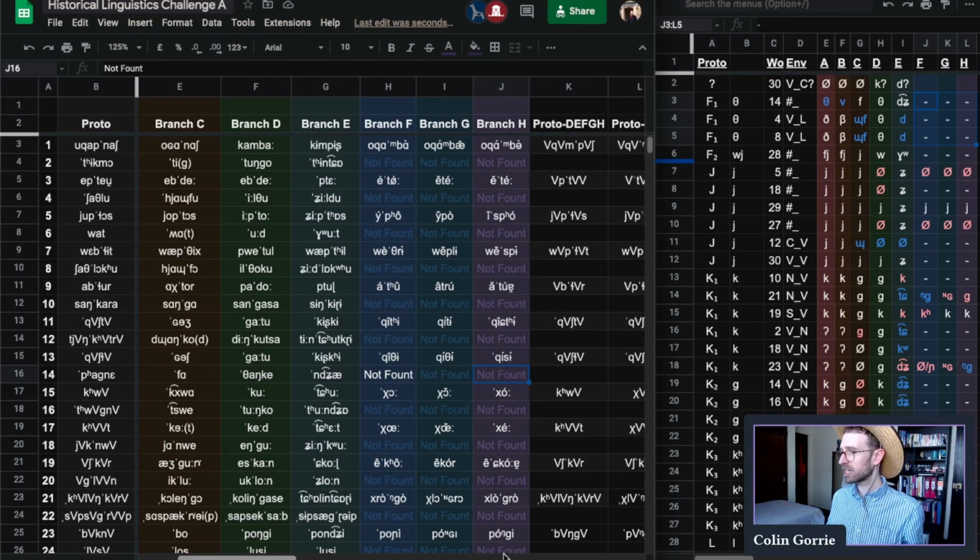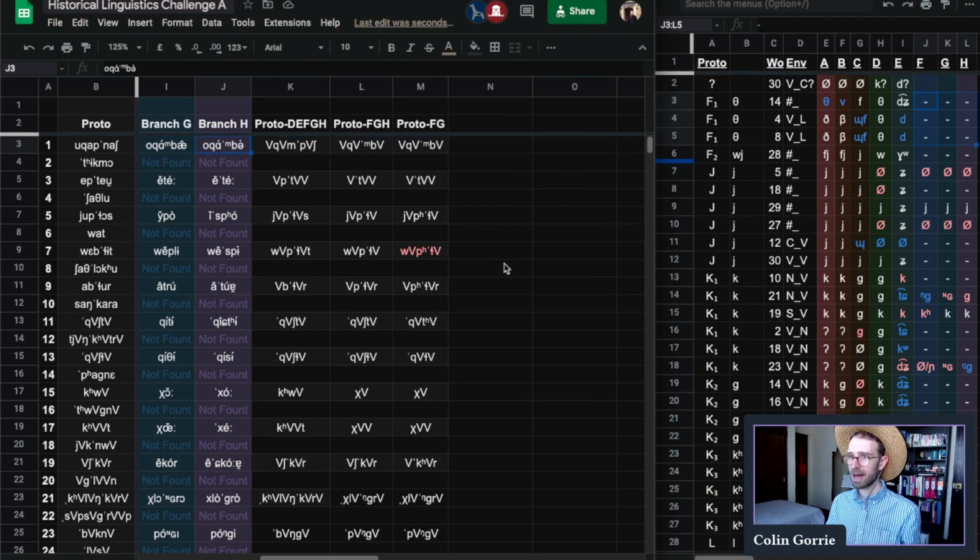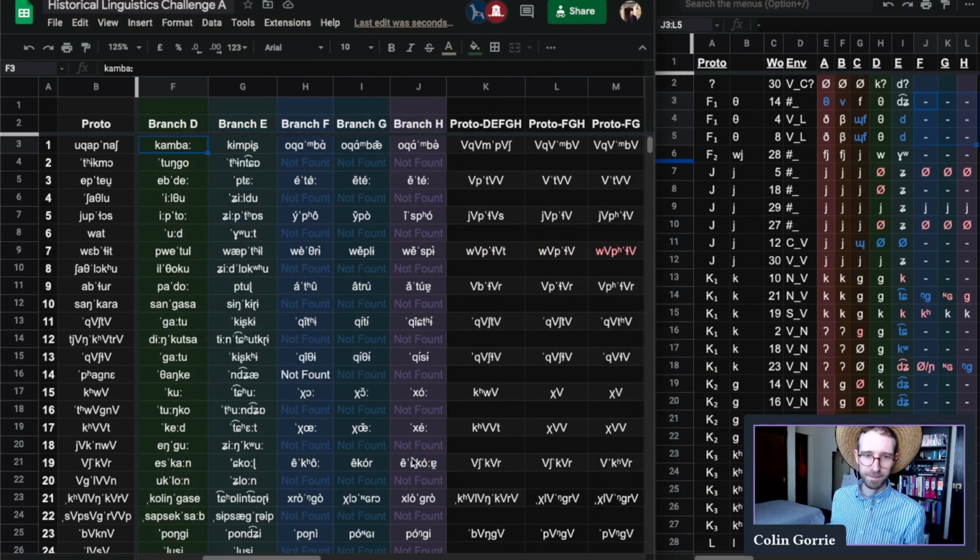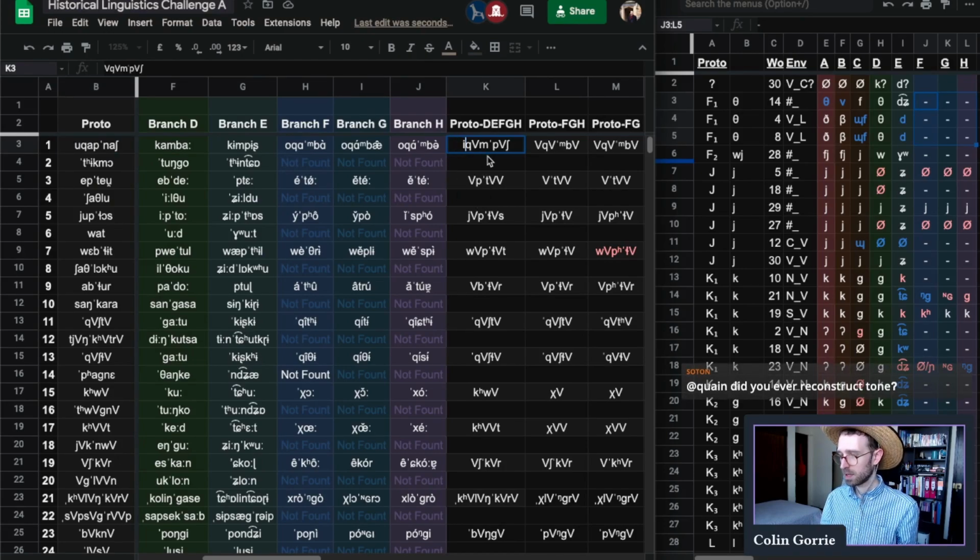To me, that's a shared innovation, and so we can be confident in reconstructing a proto D, E, F, G, H with that change having happened, and perhaps also with the p becoming f, but maybe not. We don't have direct evidence for that because we don't have any of those in FGH. There may be some vowel changes. I'm not totally sure, but right now it looks like we have something like ukampash for the proto D, F, G, H here.